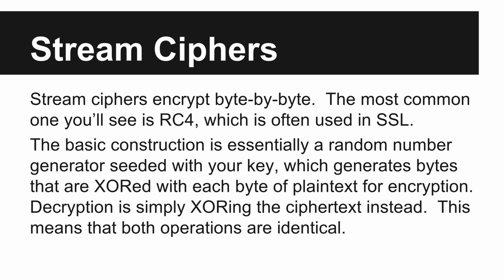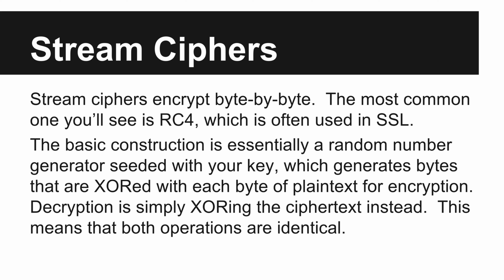A common example is RC4, often used in SSL. The construction is pretty straightforward, with the core essentially being a random number generator, whose seed is actually your encryption key. Read a byte from the RNG, XOR it with the plaintext, and store that as the next byte of ciphertext. To decrypt it, just generate the same stream by using the same key, the seed, and XOR that stream with the ciphertext.